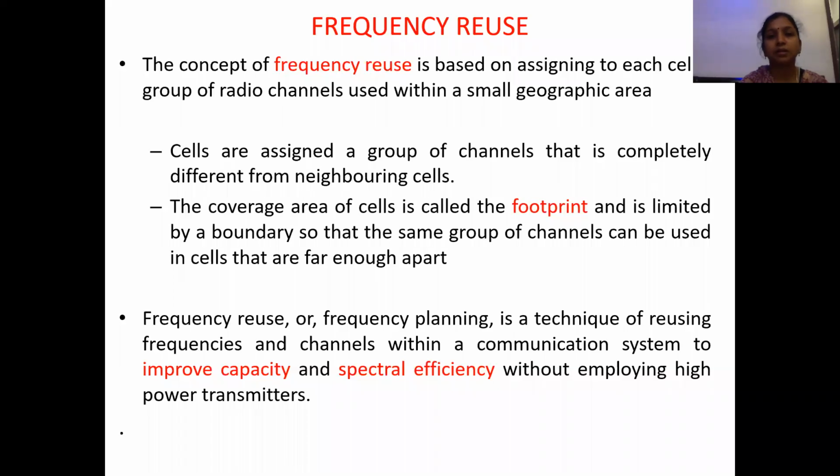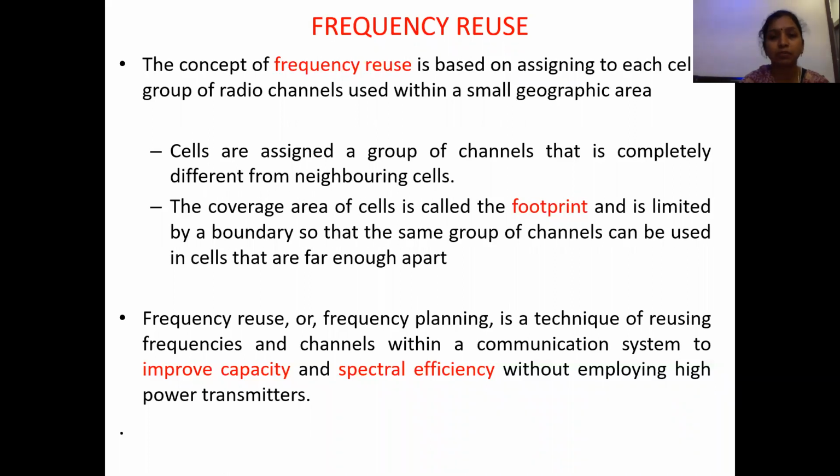In the previous lecture, we have seen that the coverage area up to which the signal strength will be greater than a certain threshold is called the footprint of the cell, or the definition of the cell. Frequency reuse, or frequency planning, is a technique of reusing frequencies and channels within a communication system to improve the capacity and also the spectral efficiency without employing high power transmitters. This we have already discussed.